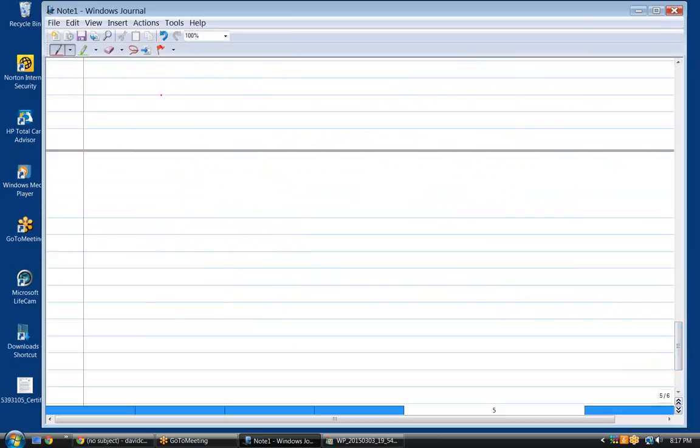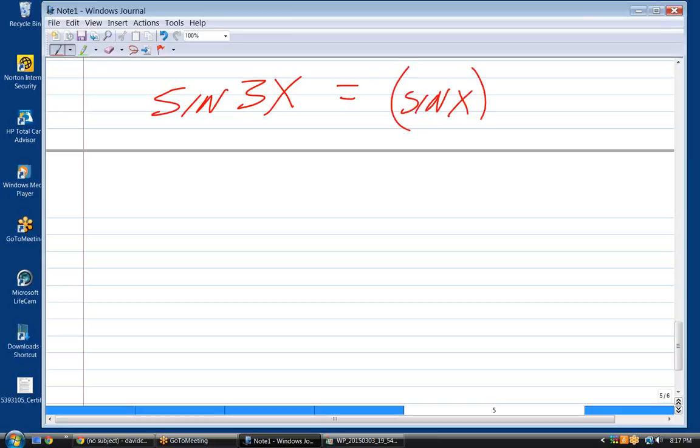Another proof of the identity. Okay. Sine 3x equals parentheses sine x and parentheses. Then a new parenthesis 3 minus 4 sine squared x.